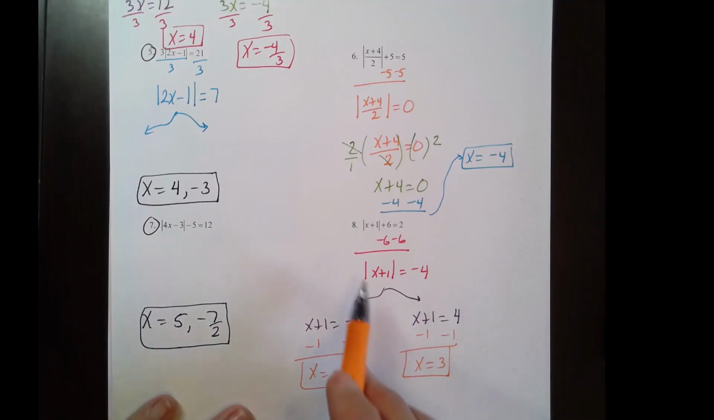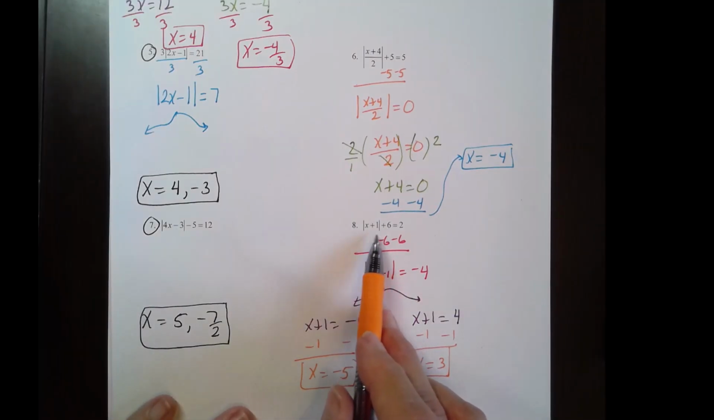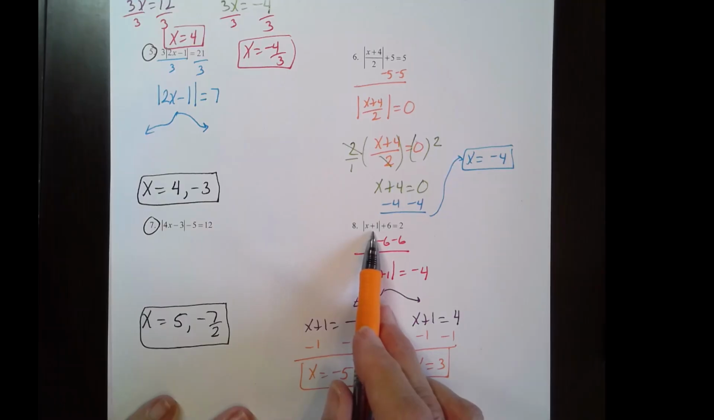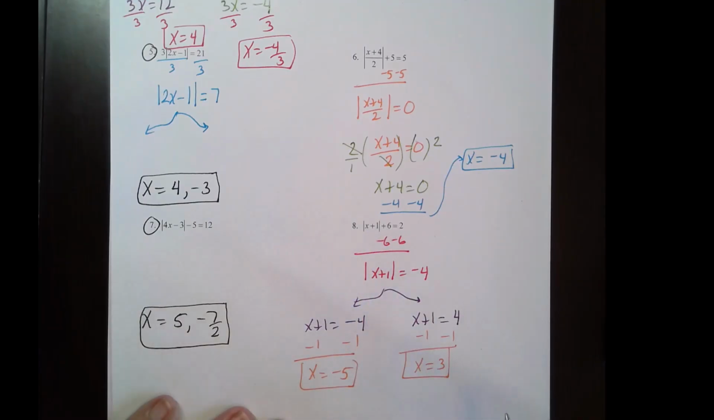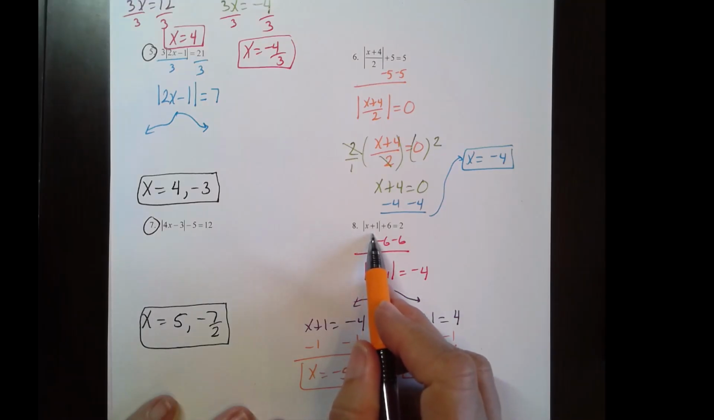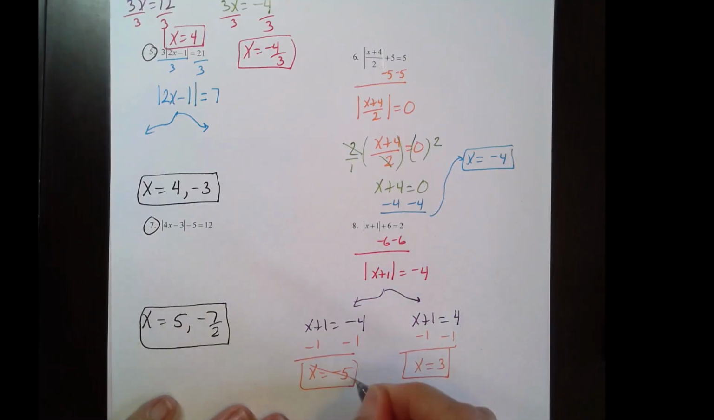For example, if I plug in a 3 into the original equation, the absolute value of 3 plus 1 is 4, and the absolute value of 4 is 4, but 4 plus 6 is not 2. If I check -5, -5 plus 1 is -4, and the absolute value of -4 is +4, and 4 plus 6 is not 2. So neither of these answers work.